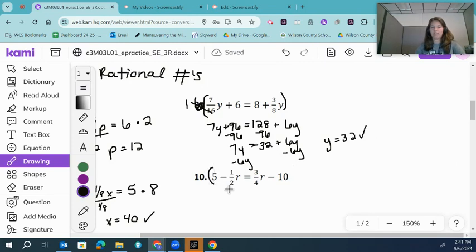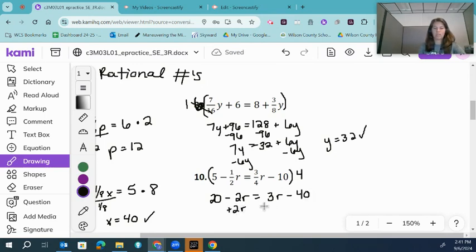5 minus 1/2 r equals 3/4 r minus 10. I'm going to multiply the whole thing by my least common multiple. Again, that's going to be 4 here. So 4 times 5 is 20. 4 times negative a half gives you negative 2r equals 3r minus 40. Then solve like normal.